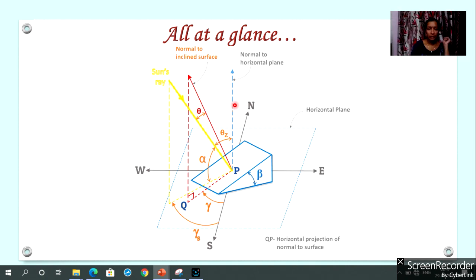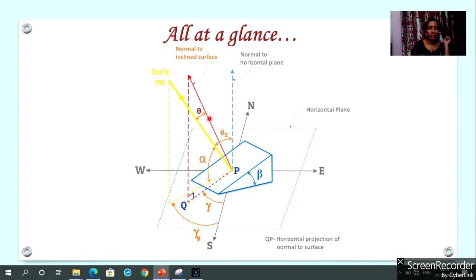So next was gamma S, the solar azimuth angle. It was the angle between the projection of sun's ray on the horizontal plane and the line due south. The next one was theta, the angle of incidence. That was the angle between sun's ray and the normal to this inclined plane.